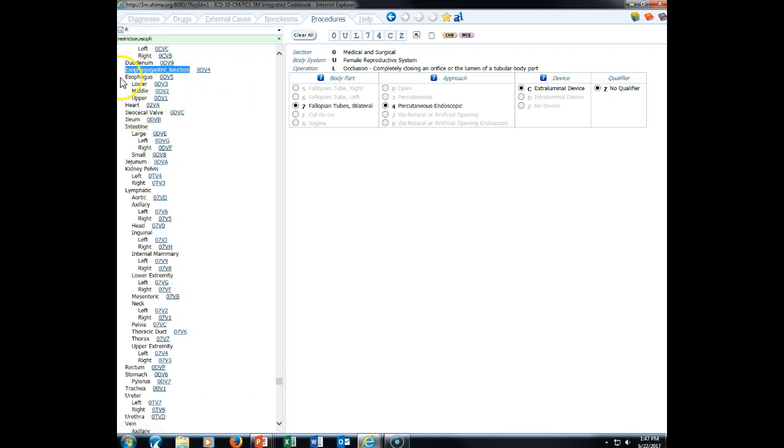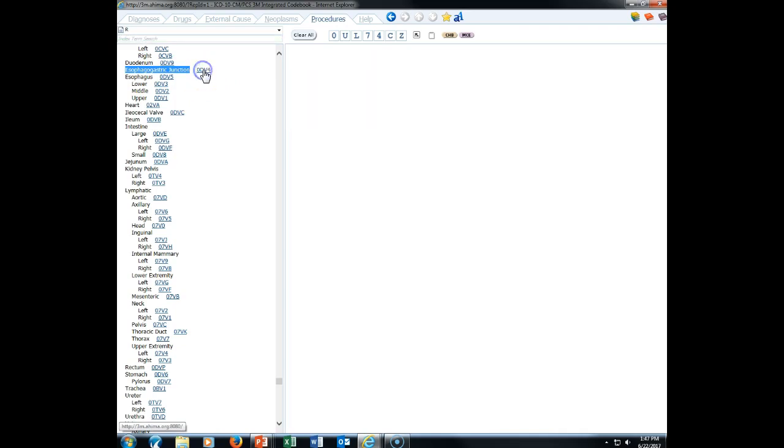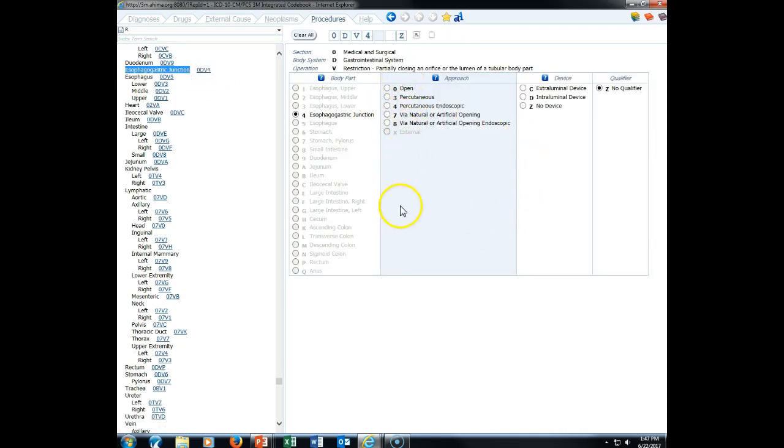what we're doing, and we can look at the esophagogastric junction, 0 D V 4. Usually this would be via natural or artificial opening endoscopic. A lot of times there's no device. They are just suturing, and so that would be the code.